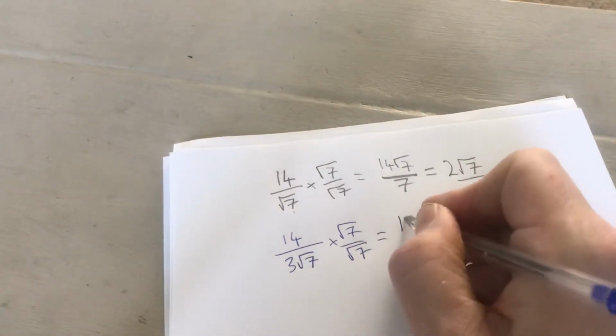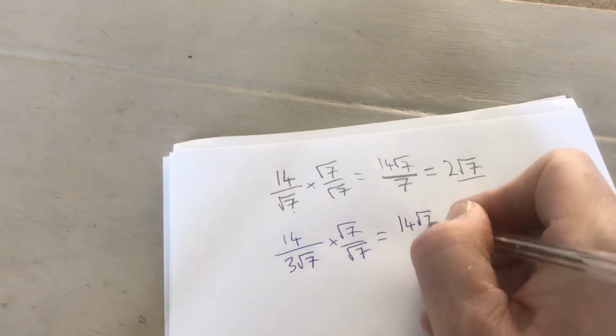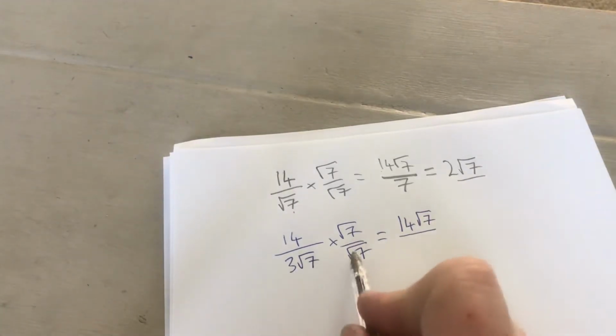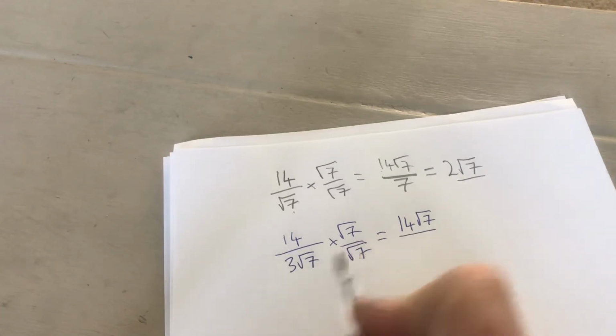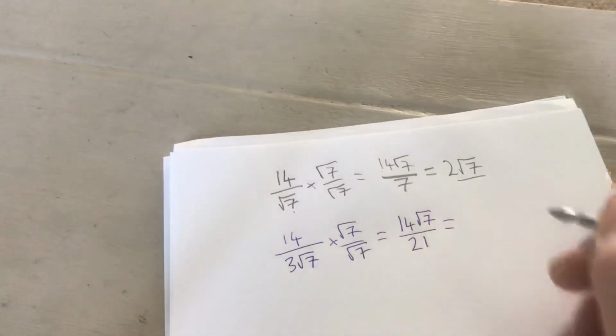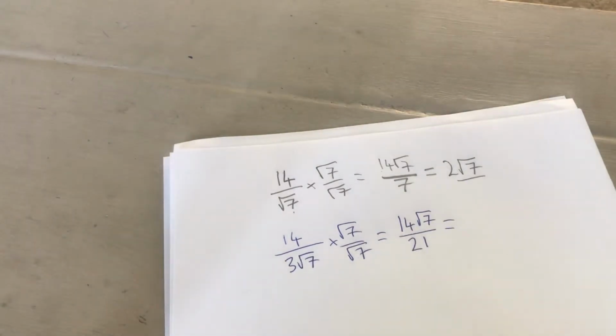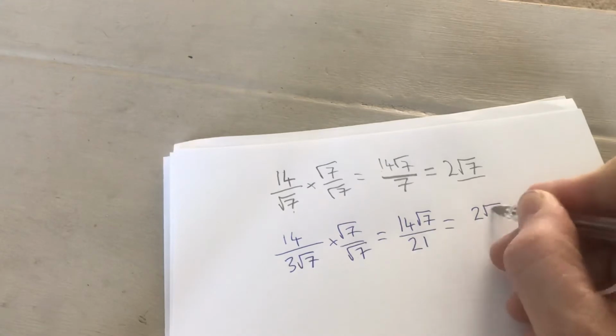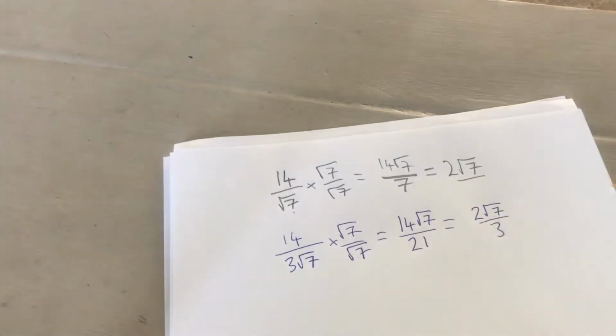So we've got 14 root 7 over 3 times root 7 times root 7. Remember, root 7 times root 7 is 7. 3 times 7, 21. This is another really nice example because look, 14 over 21 is 2/3. So you've got 2 root 7 over 3.